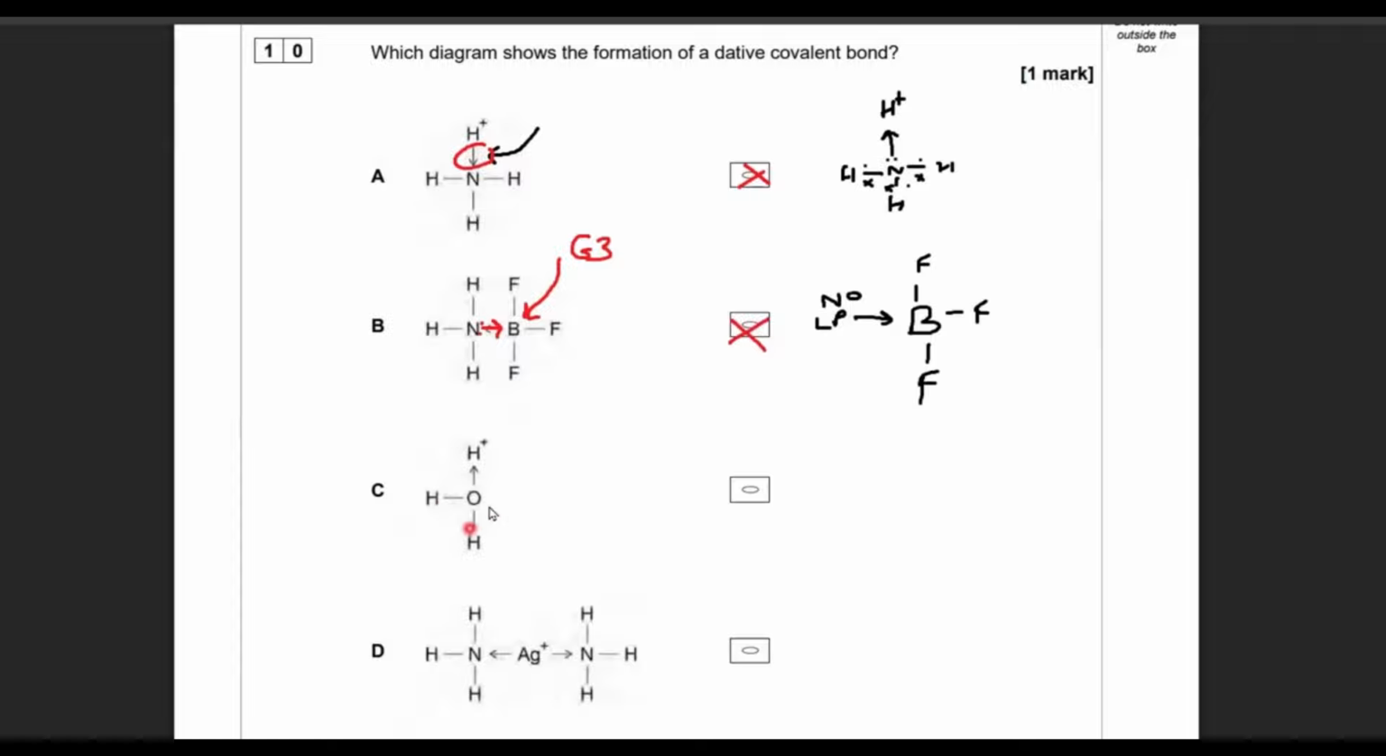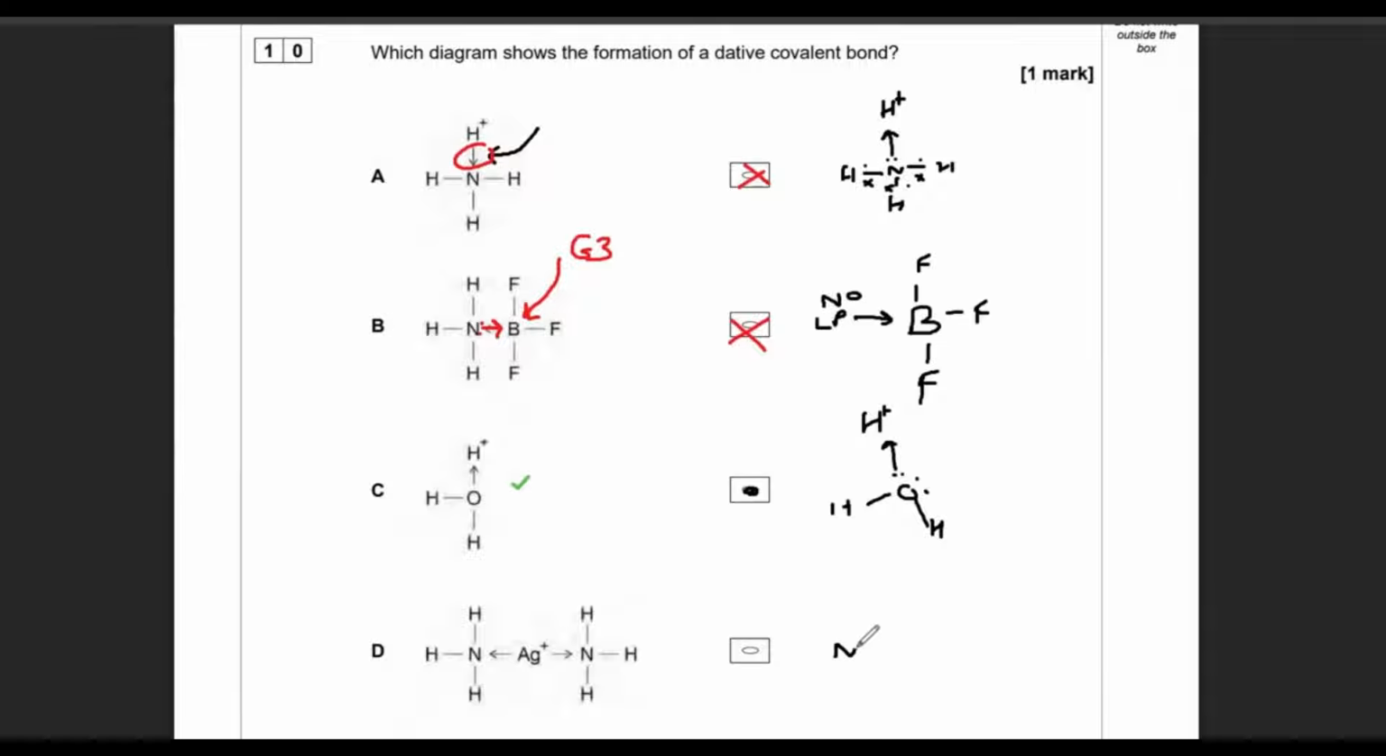Now let's look here at H3O+, and we can see that water, hopefully you know, oxygen's in group 6, 2 of its electrons are in bonds, so it does have a lone pair. It's got 2 lone pairs actually, so it can donate one of those lone pairs to a hydrogen ion, so that is a dative covalent bond. So our answer is going to be C.